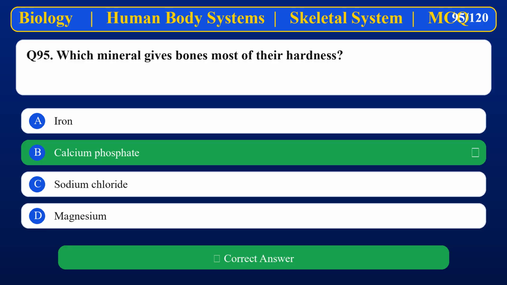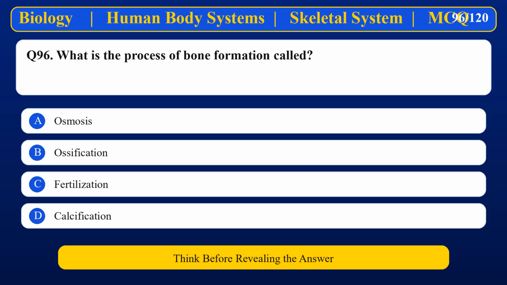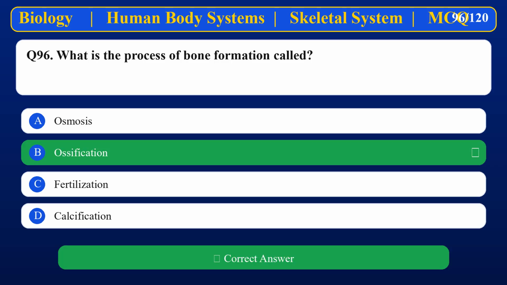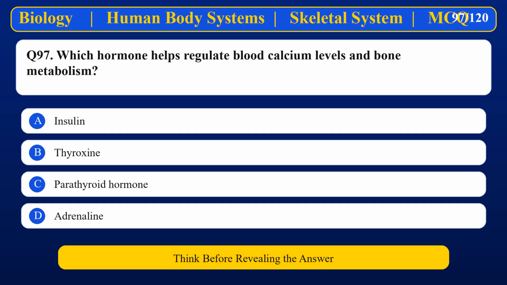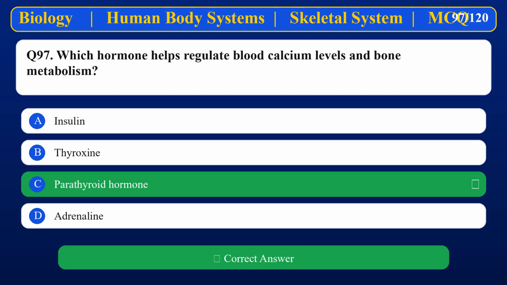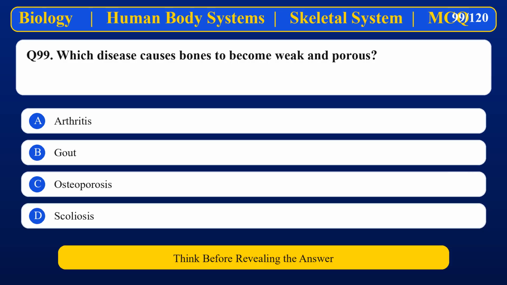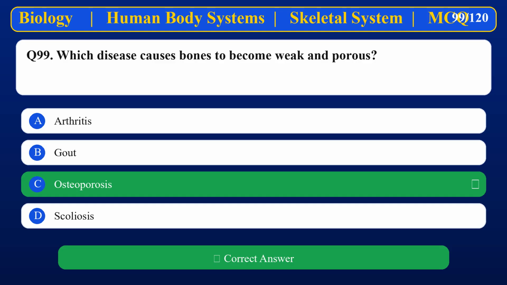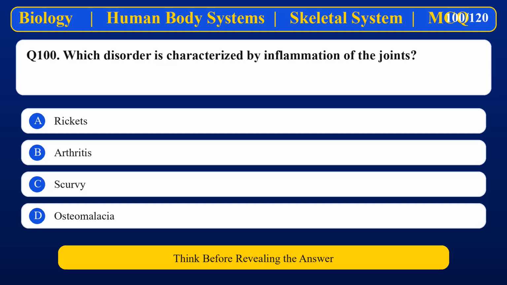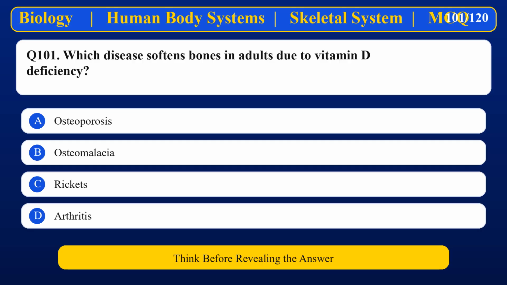Calcium phosphate. What is the process of bone formation called? Ossification. Which hormone helps regulate blood calcium levels and bone metabolism? Parathyroid hormone. Which vitamin deficiency commonly causes rickets in children? Vitamin D. Which disease causes bones to become weak and porous? Osteoporosis. Which disorder is characterized by inflammation of the joints? Arthritis. Which disease softens bones in adults due to vitamin D deficiency?